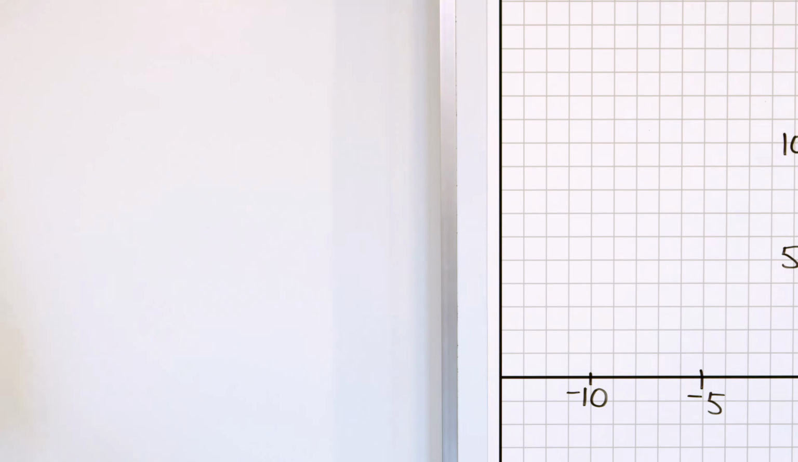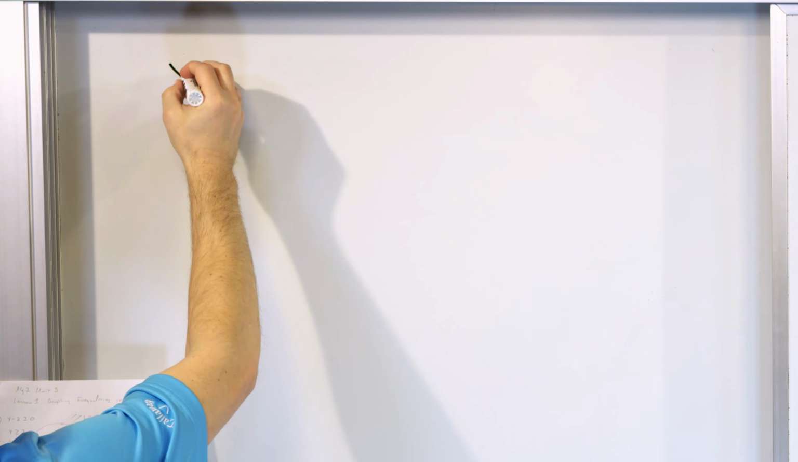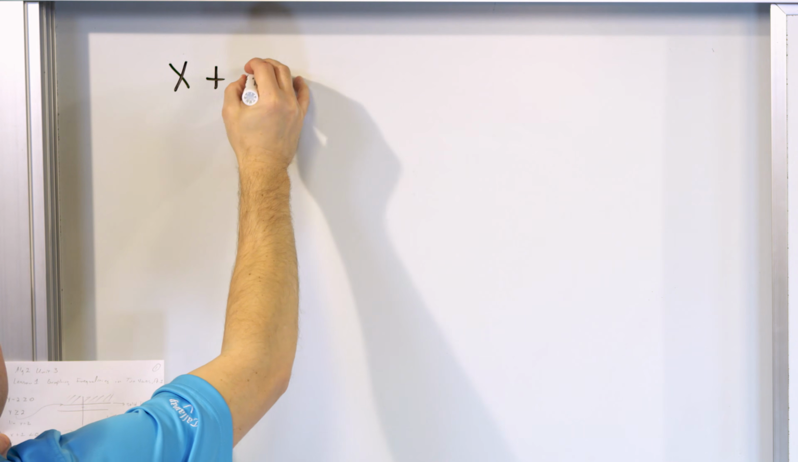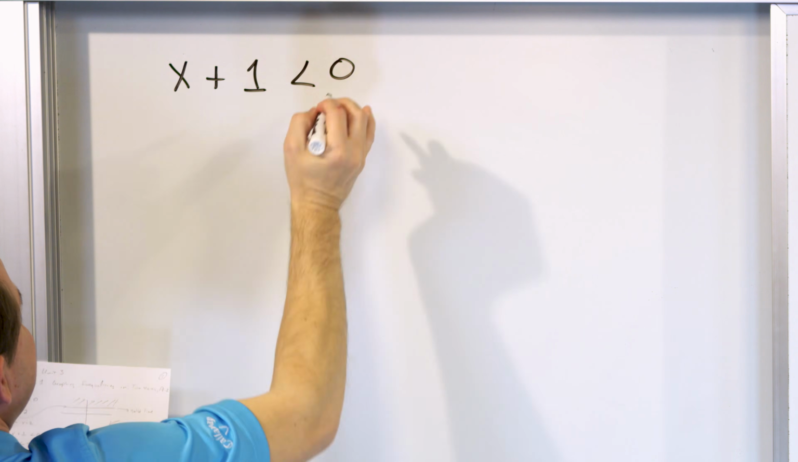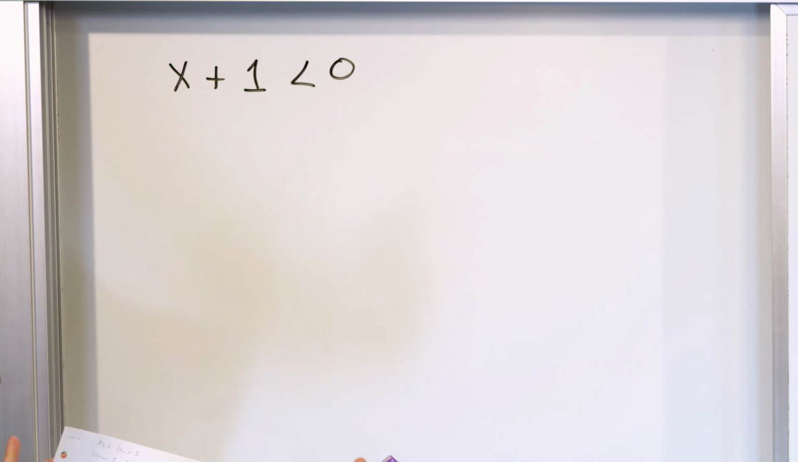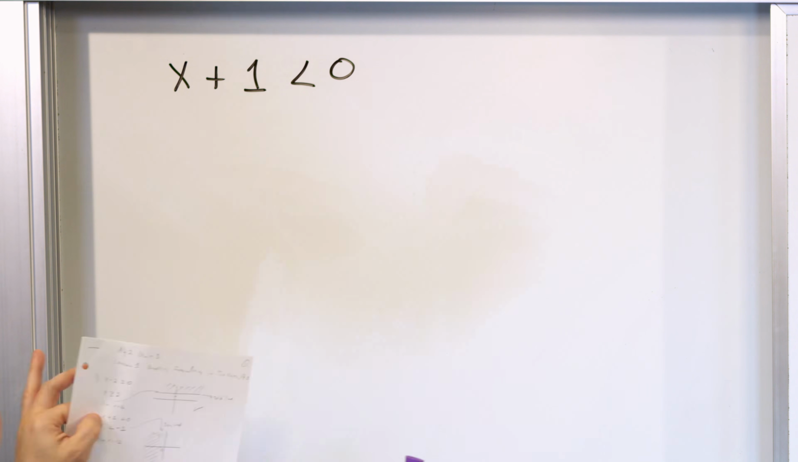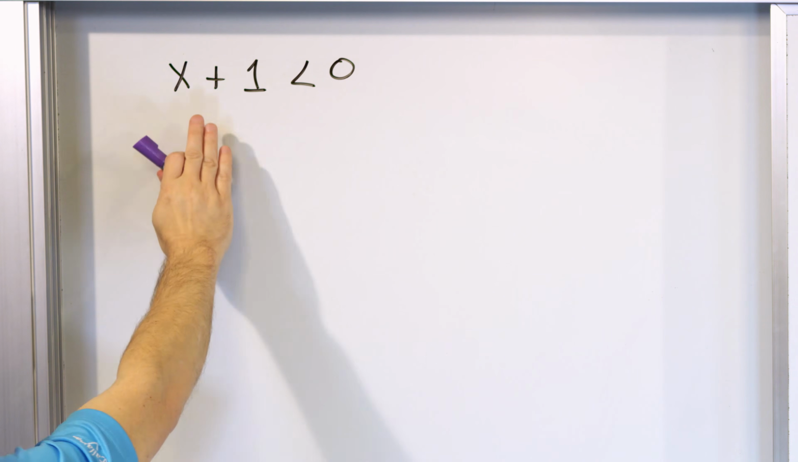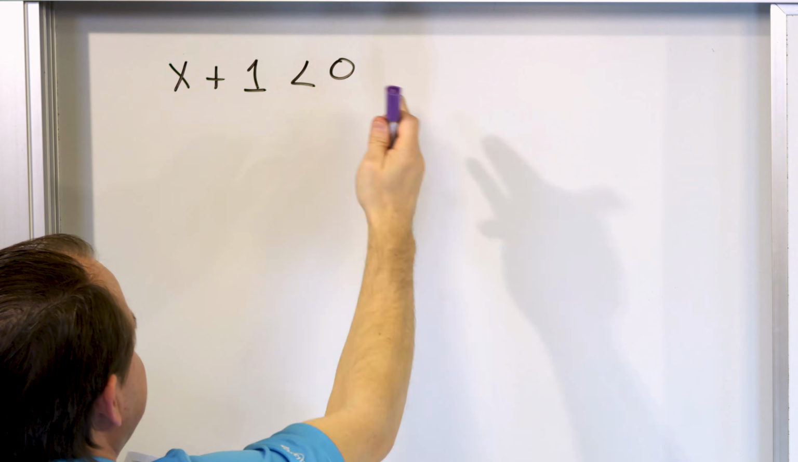All right, welcome back. The next problem is going to look like this type of inequality. x plus 1 is less than 0. What if we want to graph this inequality? Now, you kind of need to know that it's really an inequality in a two-dimensional xy plane, but if this were a line, if it was x plus 1 equals something, what would you do?